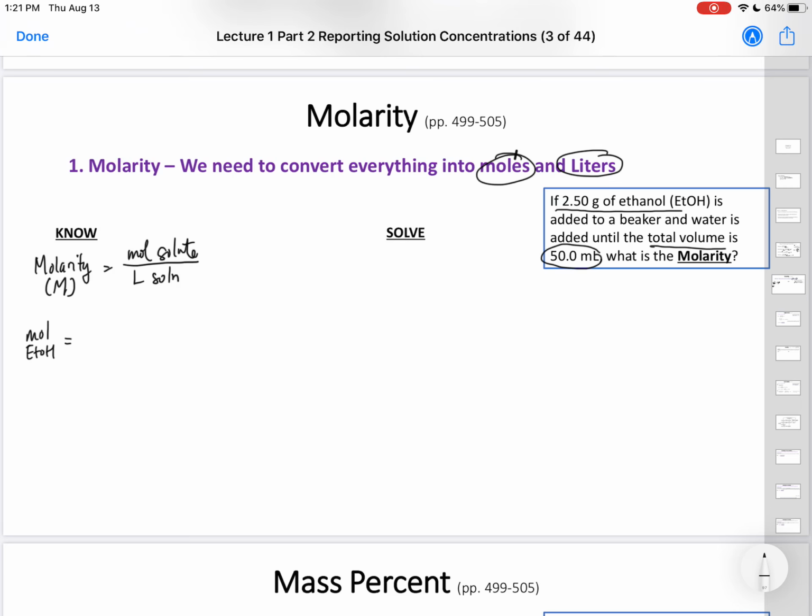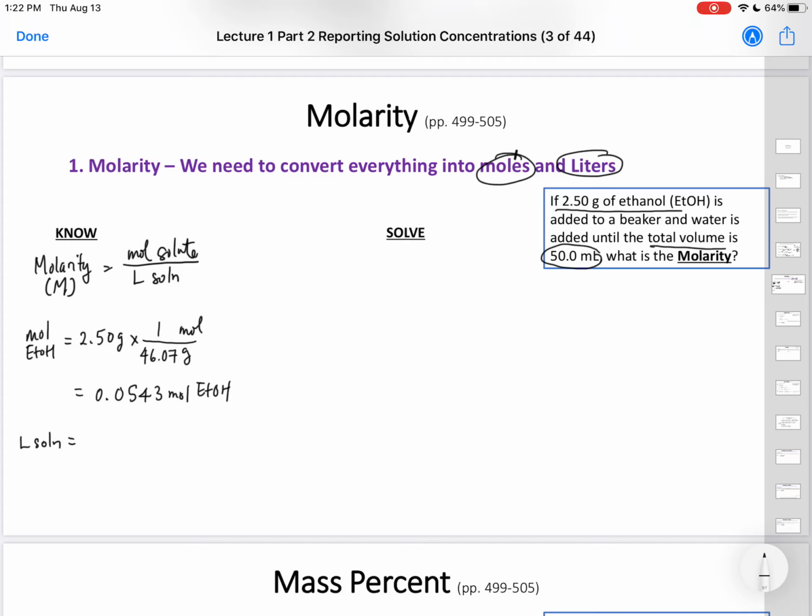And we do need to know the total volume or the liters of the solution. Okay, so if we write down what we know, we have 2.50 grams of ethanol, and we know we need moles, so let's convert from grams to moles under the know. So with that, we know that the molar mass is how we convert from grams to moles, and the molar mass of ethanol is 46.07 grams per 1 mole. This comes out to 0.0543 moles of ethanol.